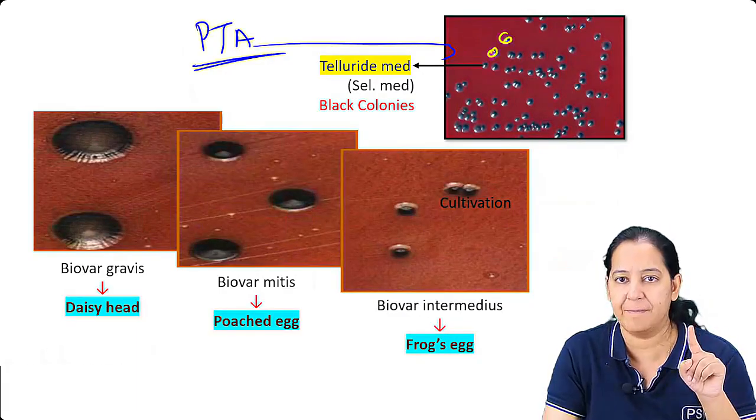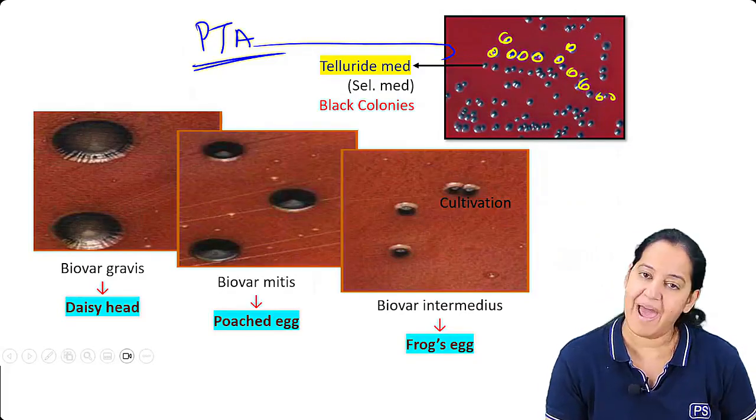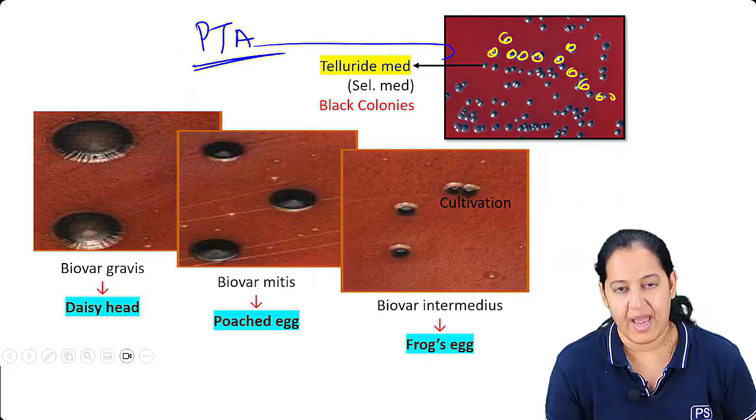Can you see? ये सारी black color की colonies बनी हुई है. So all the black colonies are formed. On potassium telluride agar, black colonies are formed. ठीक है? And I'm coming on that.